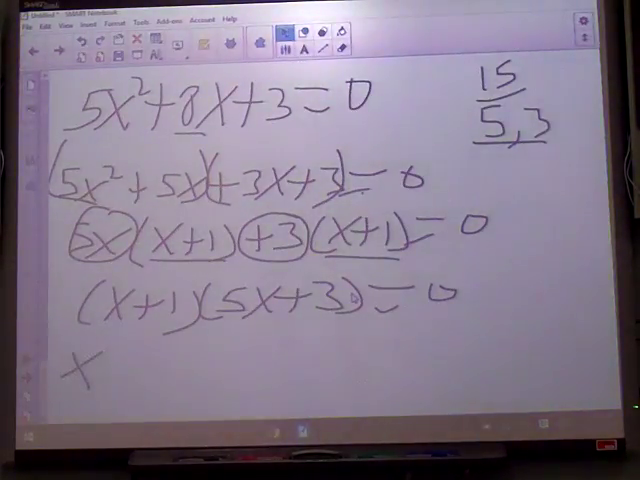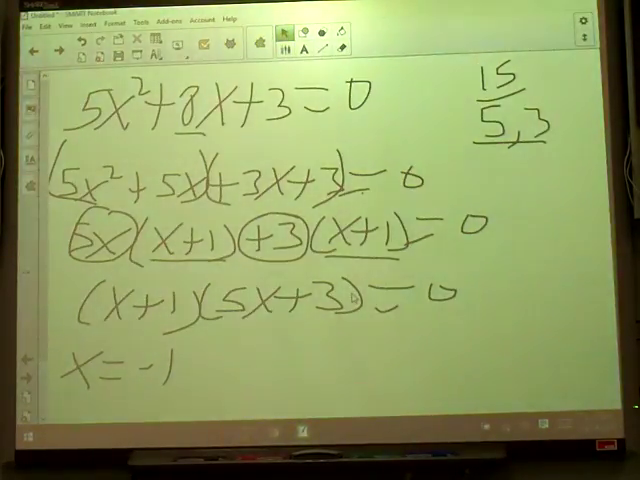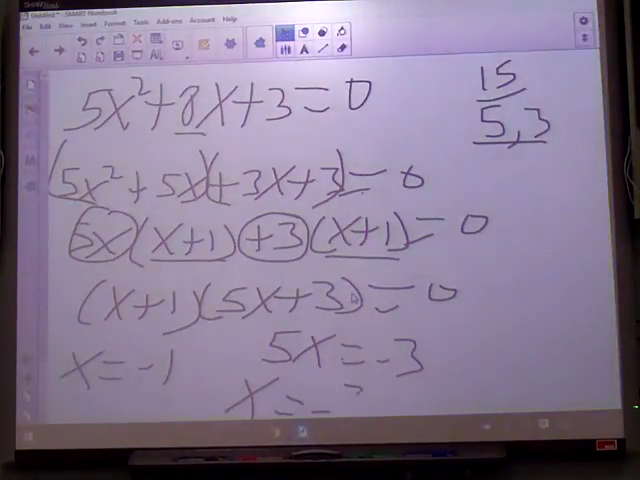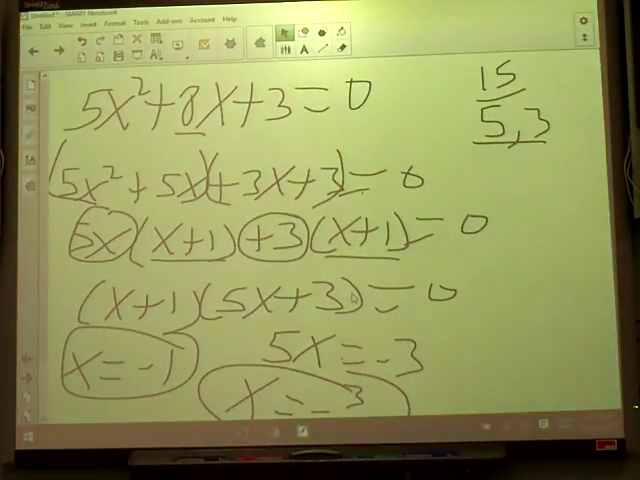X plus 1 equals 0 gets me a -1. That one was easier. This one, 5x plus 3 equals 0, means 5x is -3. So x is -3/5. So you get those two answers. Oh, you can't see that bottom one. -3/5.